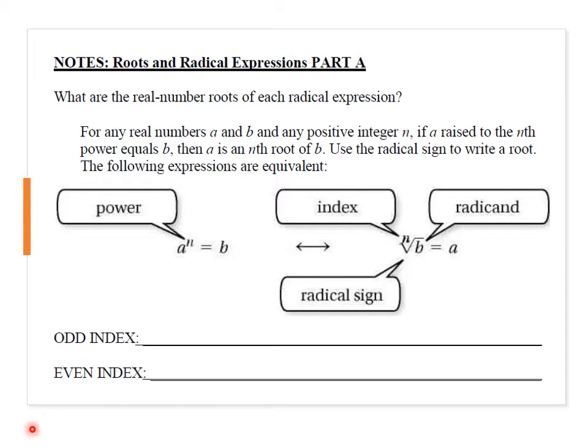Okay. So key things to acknowledge about odd indexes and even indexes. If you have an odd index, your radicand can be positive or negative. And you're going to always have only one real solution.